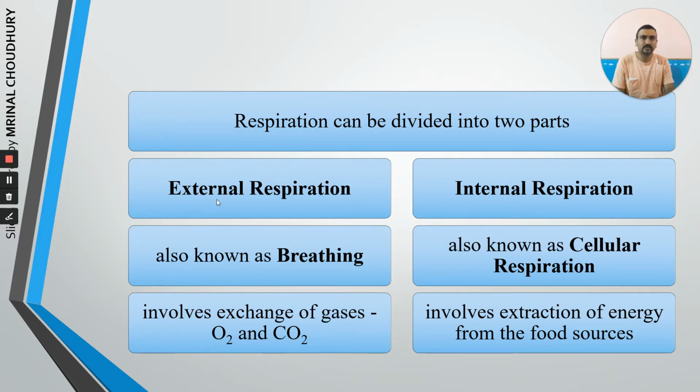In digestion, we have seen how various carbohydrates can be digested to form glucose. Now, from this glucose, we need to get the energy which can be utilized for various chemical reactions, that is stored in the form of ATP. That process is called cellular respiration or internal respiration.